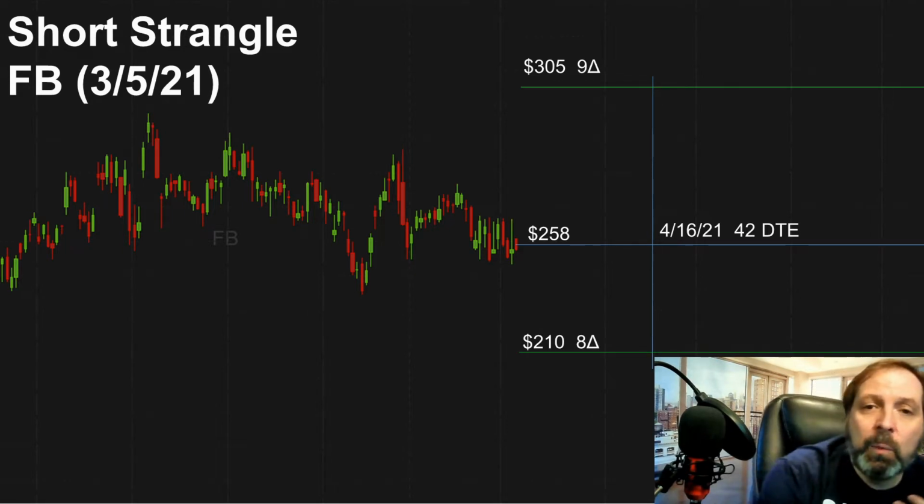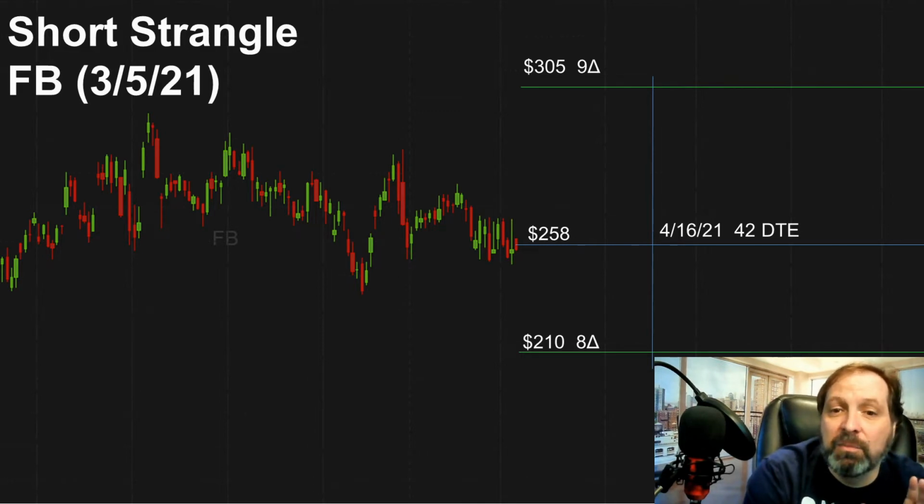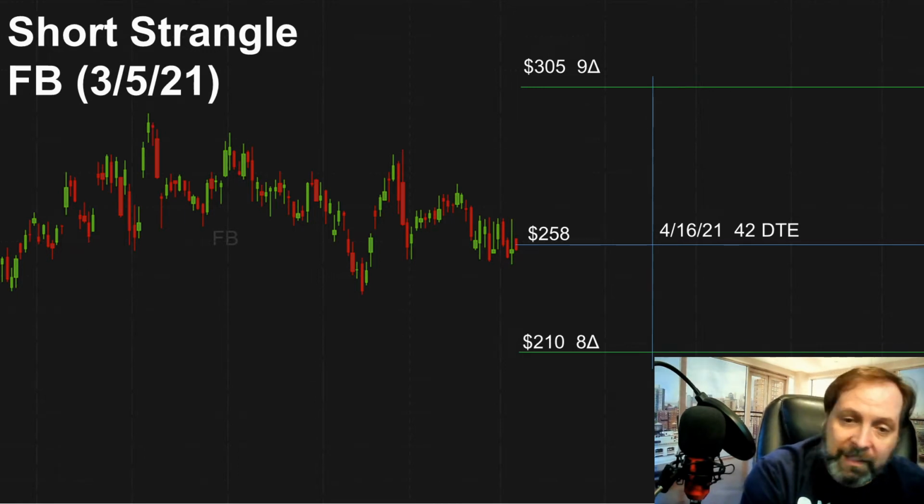So let's talk about what those deltas mean, literally. It's based on the pricing model, and it says that if I have a 9 delta and the underlying Facebook price moves by $1, I can expect a 9-cent move in the option premium. And on the bottom side, I have an 8 delta, so $1 equals 8 cents.